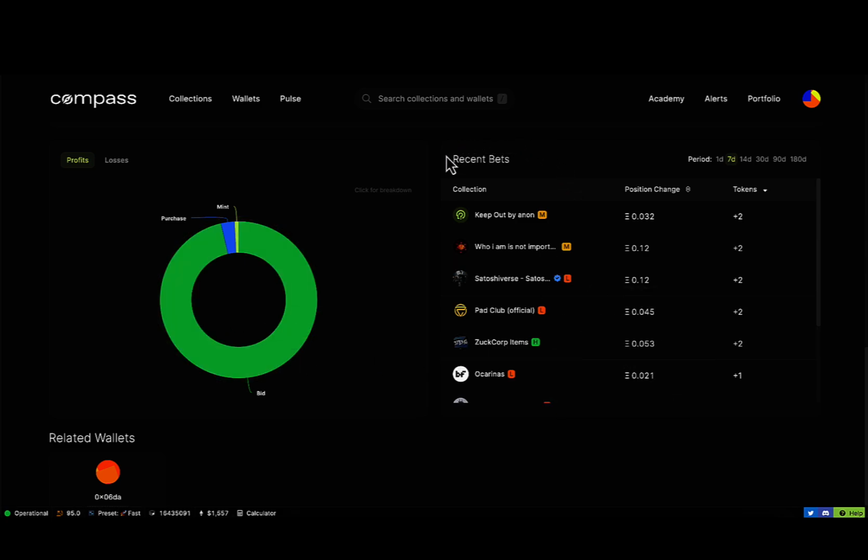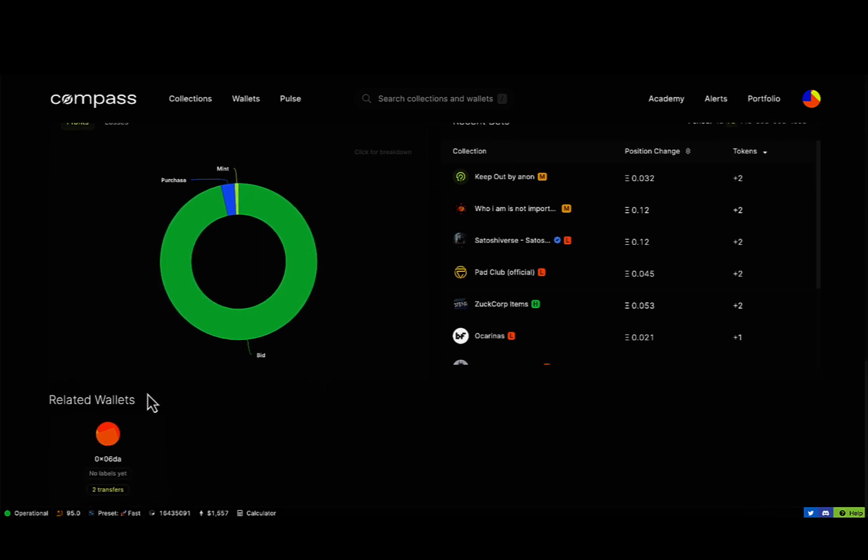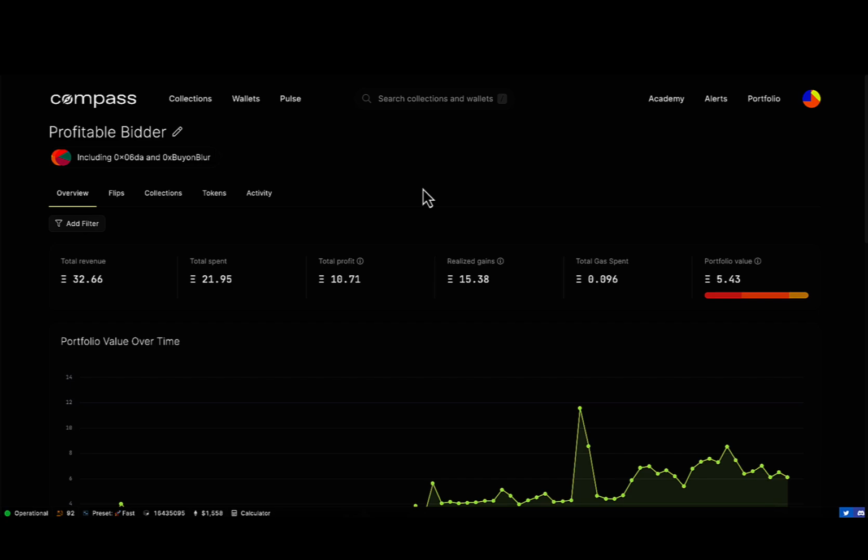We can see his recent bets here on this side, and a very useful and very powerful feature is the related wallets, where Compass detects the related wallets of this trader, and we can group them right together by clicking here and on groups. Right, so once I created a group for these wallets, I still see the same metrics, but I see it for all the wallets aggregated.